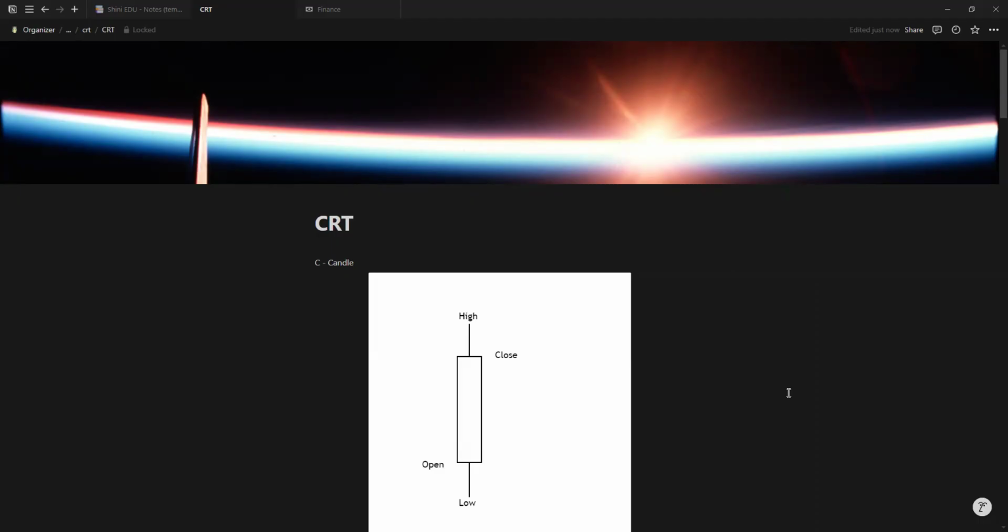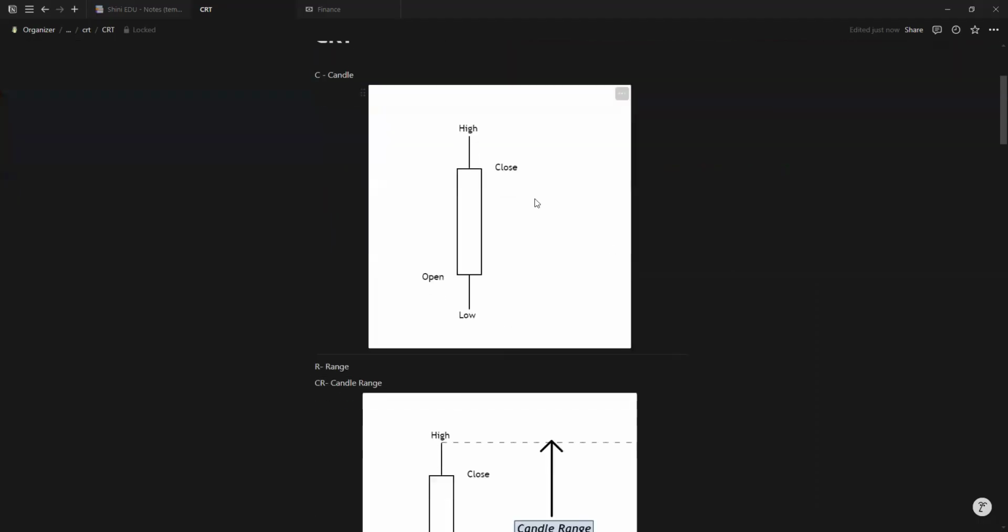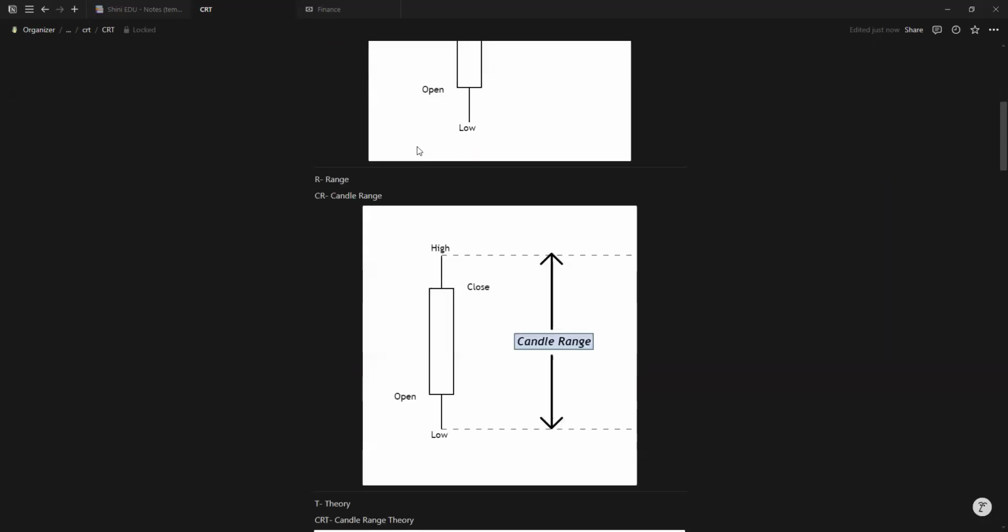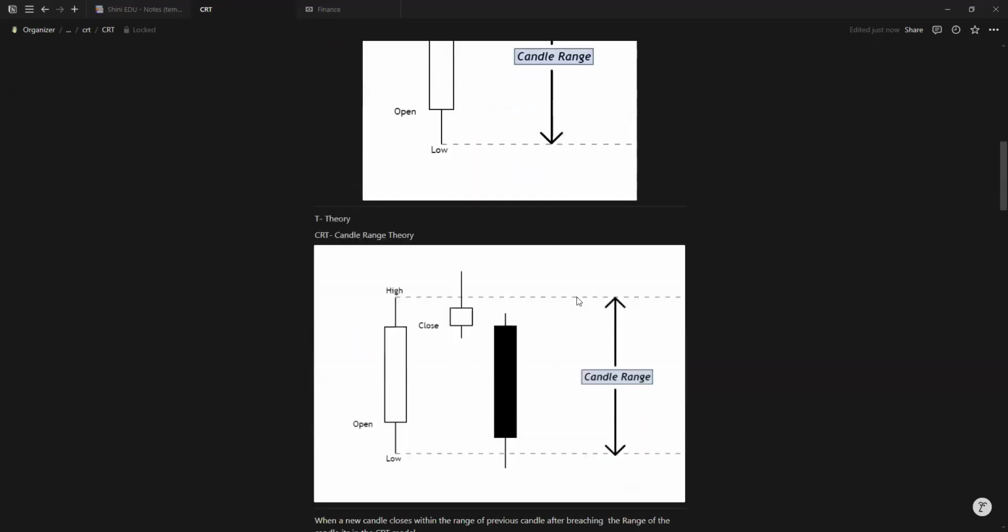So CRT basically stands for Candle Range Theory. C for candle. So what exactly is a candle? A candle is basically just open, low, high, and close. So this makes a candle. Next, R stands for range. So CR, candle range. Open, low, high, close, and the range is the range between low and high. So this is a candle range, as mentioned in the video.